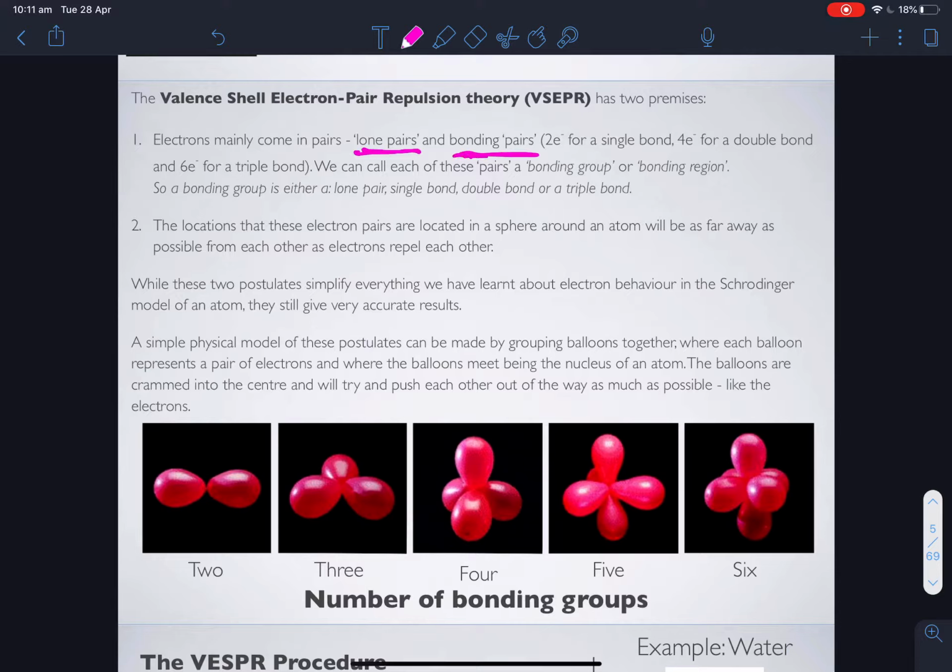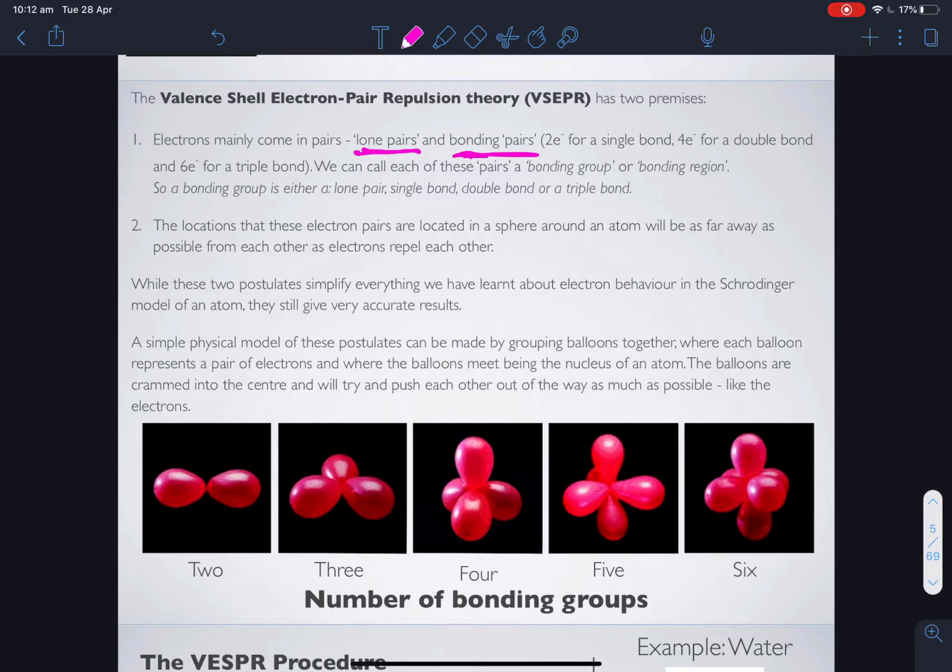And remember when we were drawing those covalent bonds, it was always two electrons going into a single bond, and another two electrons to make a double bond with 4 electrons, and then another 2 to make a triple bond, so it would have 6 electrons. So electrons tend to come in pairs when we use this model. Okay, so we can call each of these bonding pairs around a central atom a bonding group or a bonding region. We're going to use that language for VSEPR.